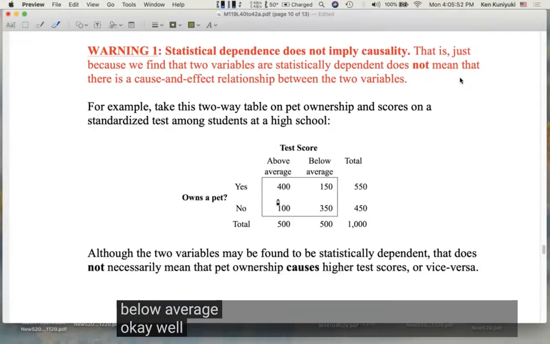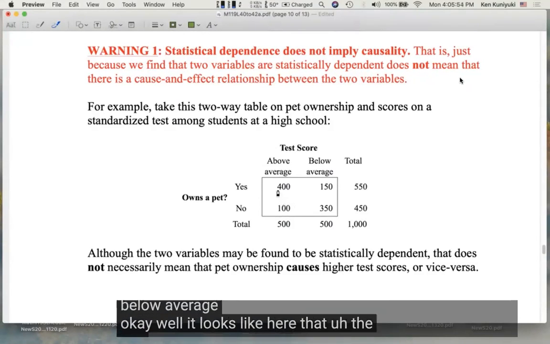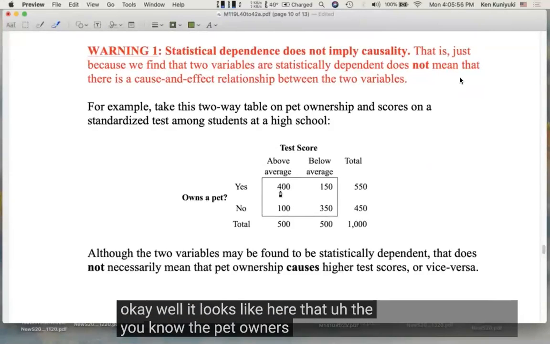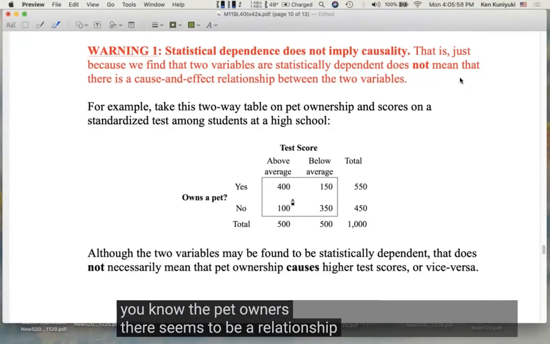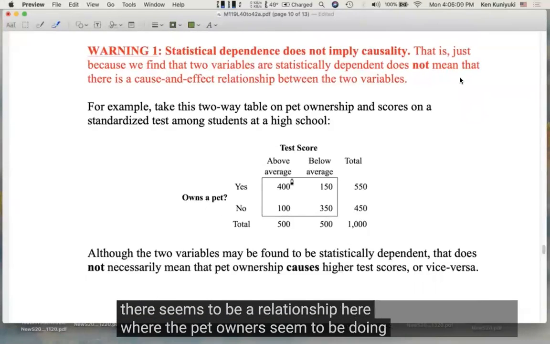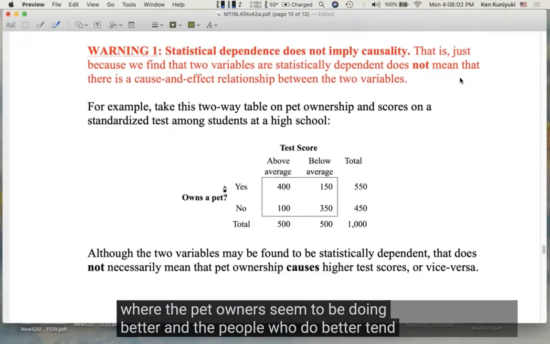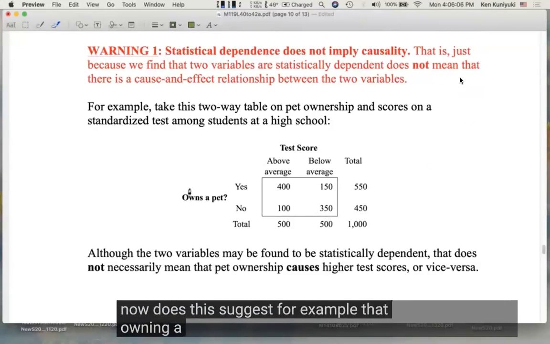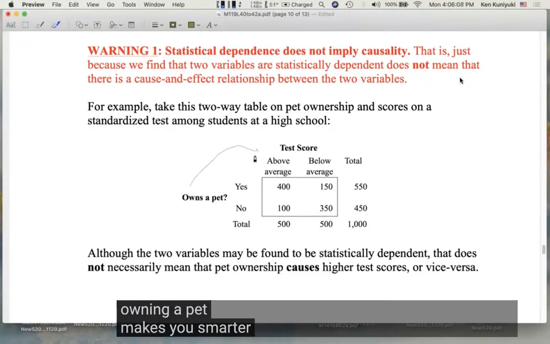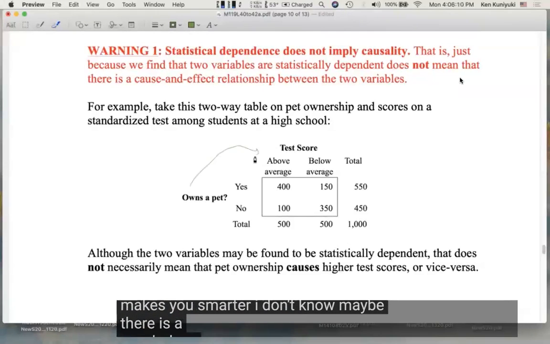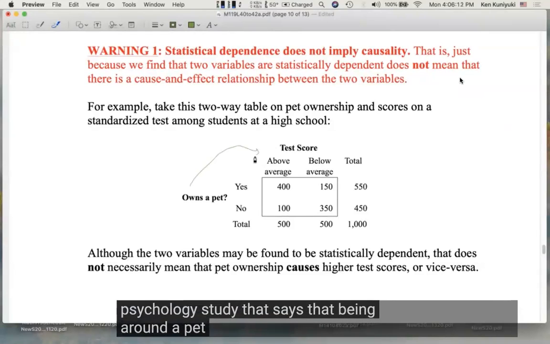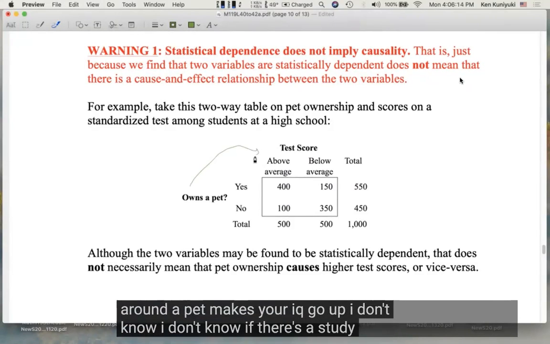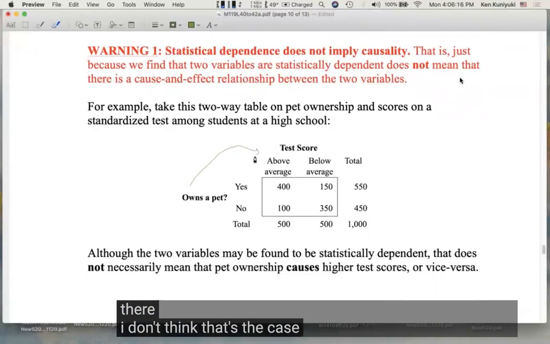Okay. Well, it looks like here that there seems to be a relationship where the pet owners seem to be doing better, and the people who do better tend to own pets. Now, does this suggest, for example, that owning a pet makes you smarter? I don't know. Maybe there is a psychology study that says that being around a pet makes your IQ go up. I don't know if there's a study out there. I don't think that's the case.